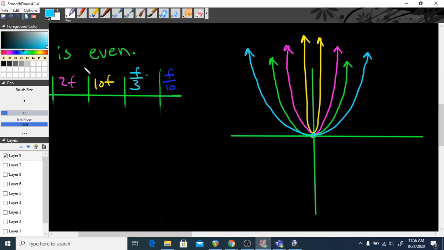Okay? And then finally, F divided by 10, right? Same kind of idea. If I take the Y value here and divide it by 10, it's going to be way, way, way down here. So F divided by 10, it'll look like this.